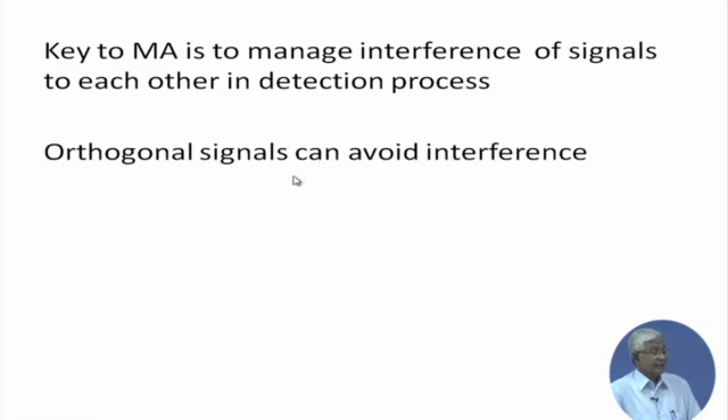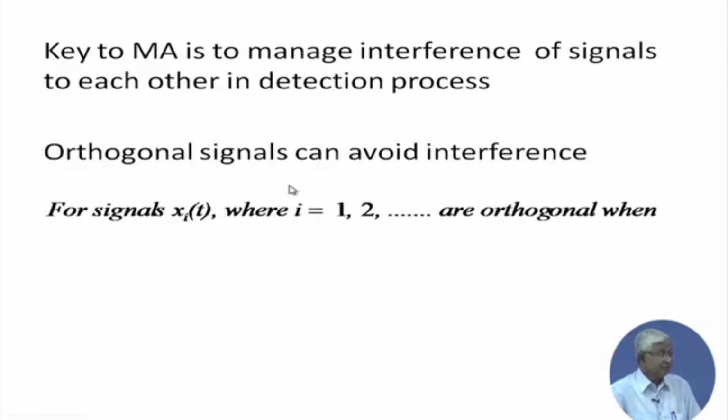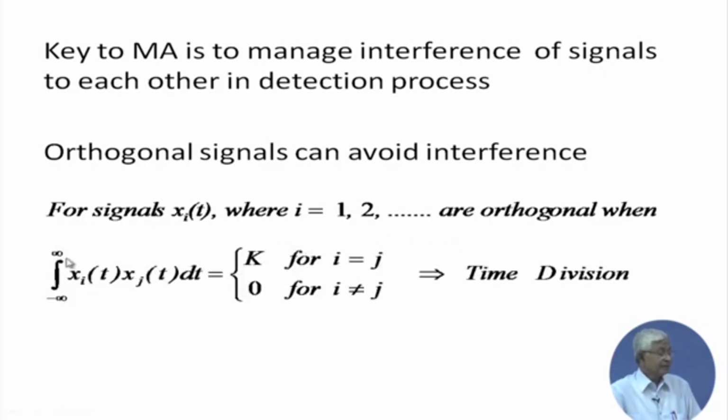Orthogonal signals can avoid the interference. Mathematically, if we take analog signals x_i(t), where i could be 1, 2, 3, they are orthogonal if the orthogonality principle holds: the integral over infinity of x_i(t) multiplied by x_j(t) dt is equal to k when i and j are equal, and 0 when they are unequal, i not equal to j.